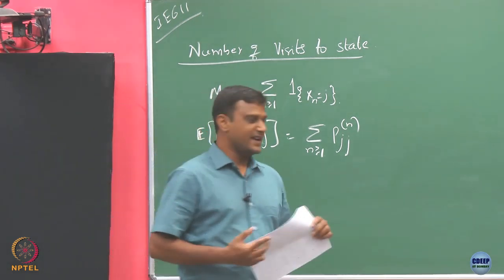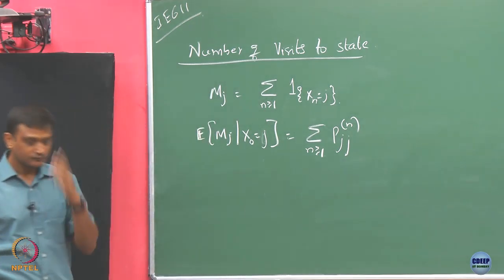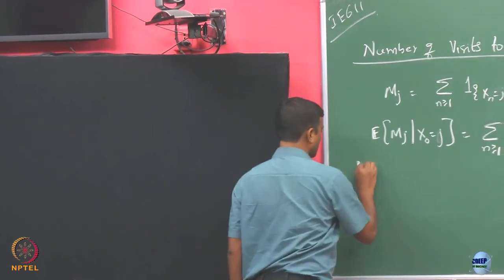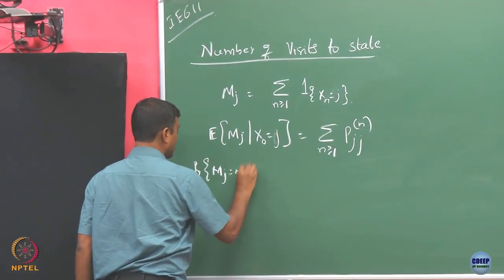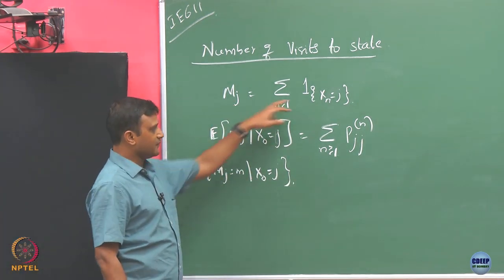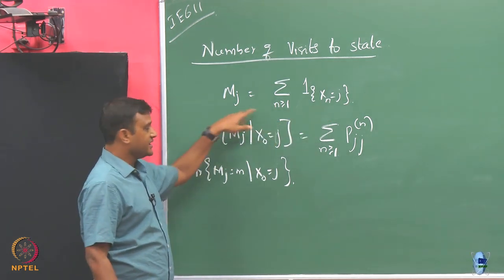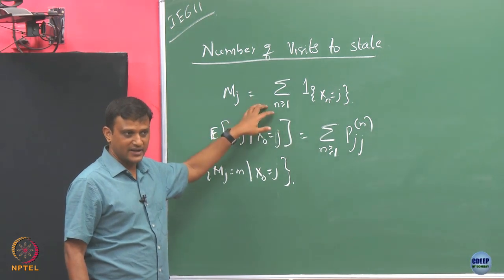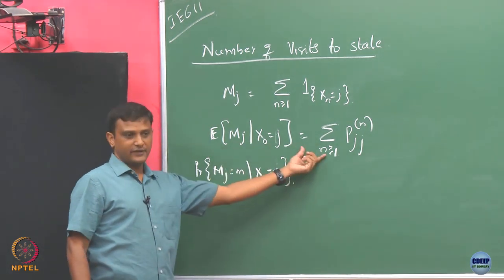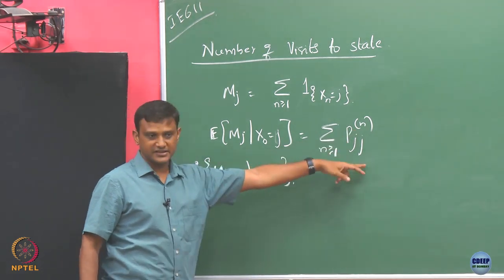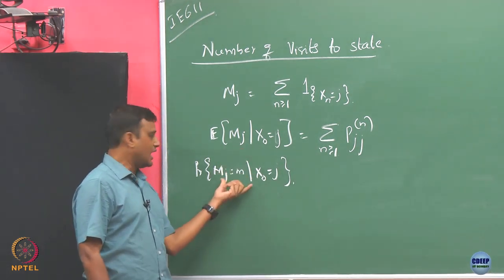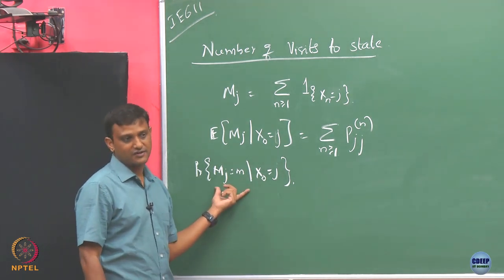Fine. So, finding the expected value of mj is straightforward here, but suppose I am interested in finding the probability that mj equals m, if I start from some j. What is mj telling? The number of visits to state j. So, this mj is a discrete valued random variable, right? It can take values 1, 2, 3 all the way up to infinity. This expected value is expressed in terms of the n step transition probability. Now, instead of this expected value, I am interested in a more refined description of mj, and I want to know exactly what the distribution of mj itself is.